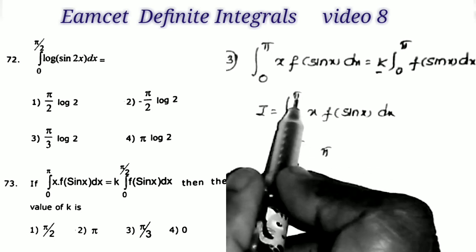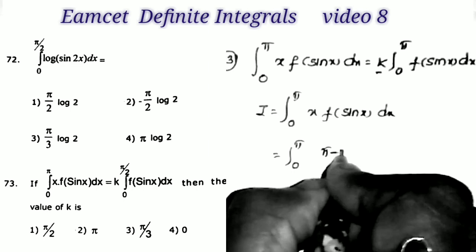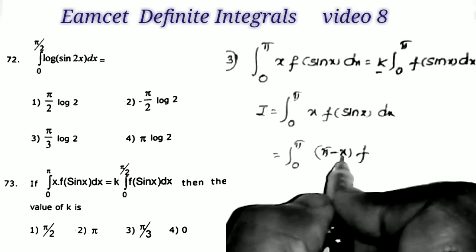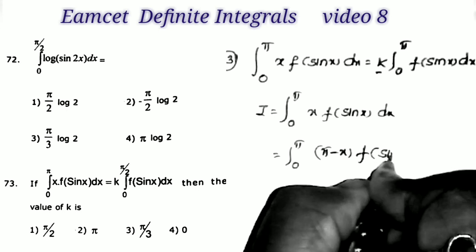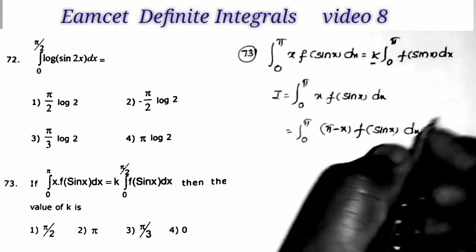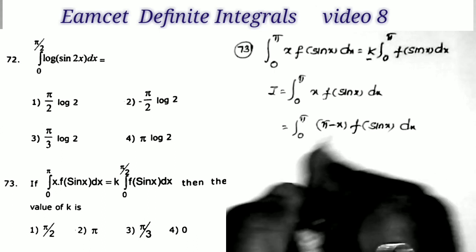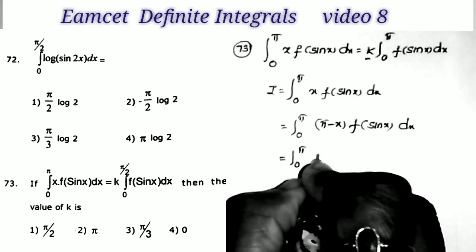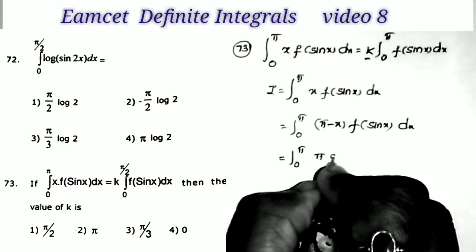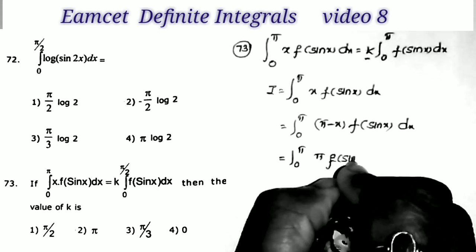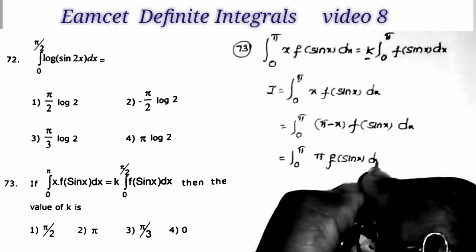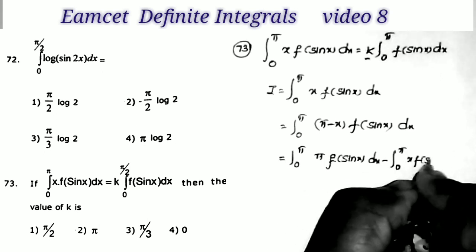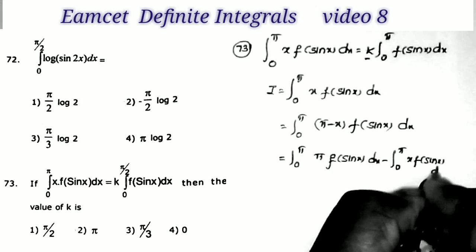Here the limit is pi, replacing x by pi minus x in f of sin x. Sine of pi minus x is equal to sin x, sine of 180 minus x is equal to sin x. So directly I take this value as f of sin x. Now multiplying the values here, we get the integral 0 to pi of f of sin x dx minus the integral 0 to pi of x times f of sin x dx. Just multiplying the two values here.